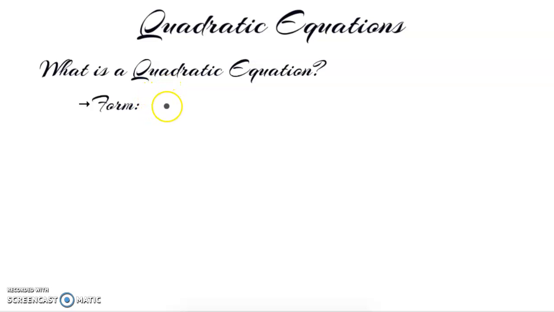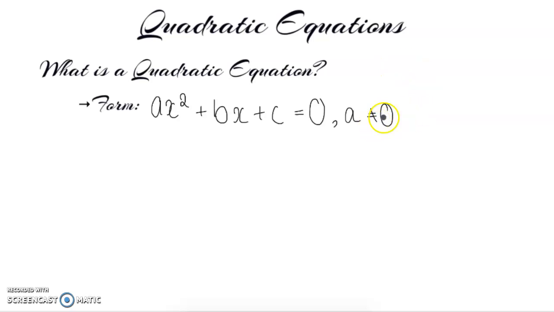In this video, we'll be covering what a quadratic equation is and the three methods of finding the roots of a quadratic equation. Let's get started. First of all, what is a quadratic equation? A quadratic equation is an equation that takes the form of ax squared plus bx plus c is equal to 0, where a is not equal to 0 and the highest power of this equation is 2.